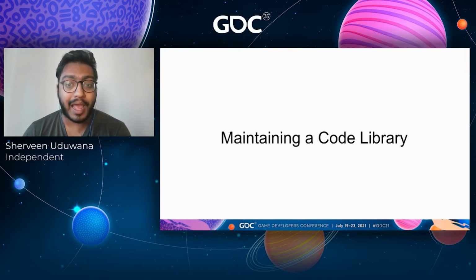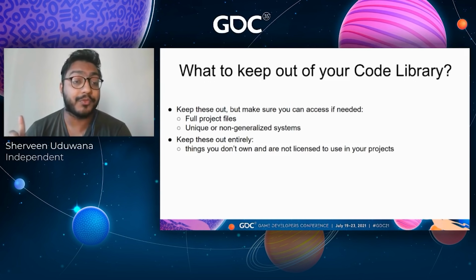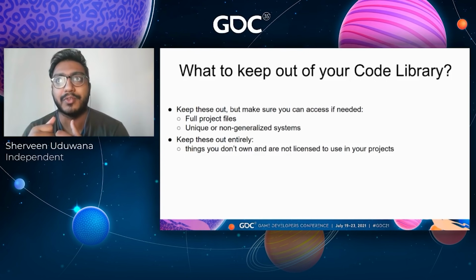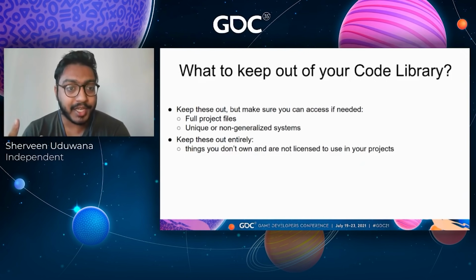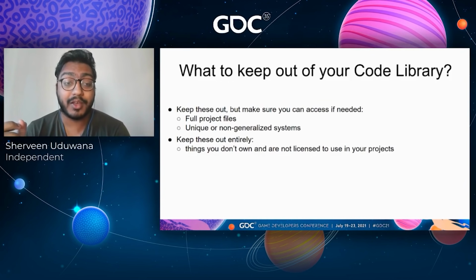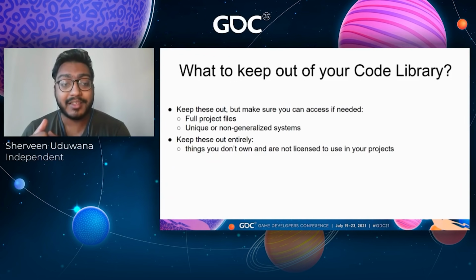So let's talk a bit about how you might maintain a code library, right? So what definitely doesn't go in, you don't want to put in full project files or really specific kind of fiddly systems that are designed to solve something that won't appear in other projects. But as a counterpoint, you should absolutely still keep access to these things, because you might realize, oh, you need this exact thing from this other project that you wouldn't ever have guessed you need. And in that case, don't go to your code library, go to your actual project, get that specific thing, and then chuck it in your new project.